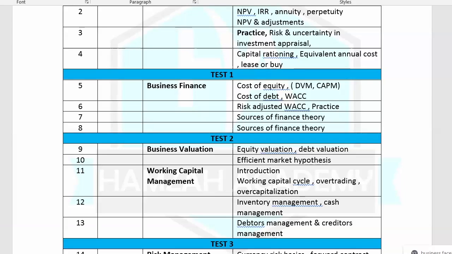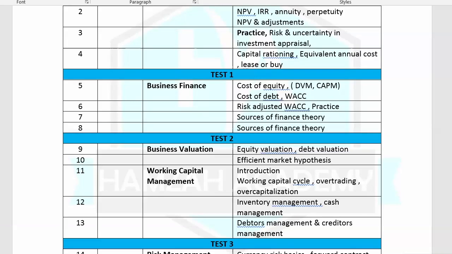After that, the next grade will be about business valuation. In business valuation, we will learn to calculate the value of a company and the value of various instruments of the company, like debt, equity, preference. That grade is known as business valuation, how to value a business.